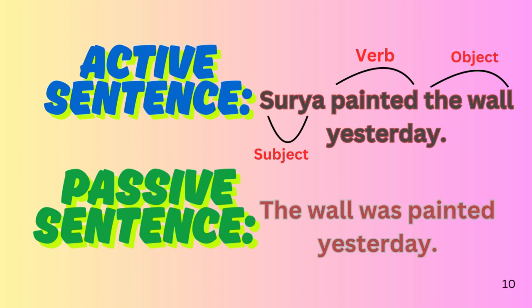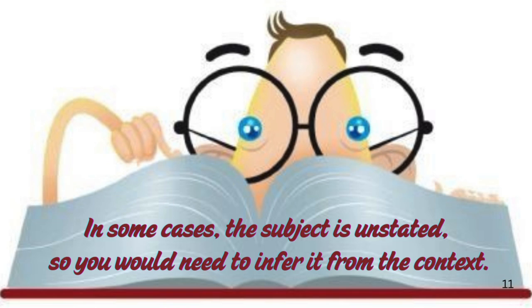How about this example? Surya painted the wall yesterday. Of course, Surya is the subject, painted is the verb, and the wall is the object. The wall was painted yesterday is the correct form. Actually, pay attention. In some cases, the subject is unstated, so you would need to infer it from the context.